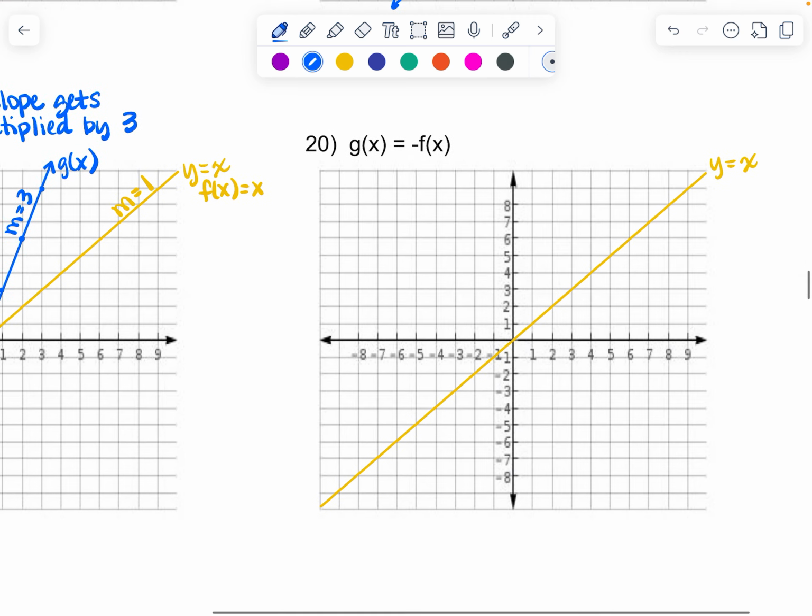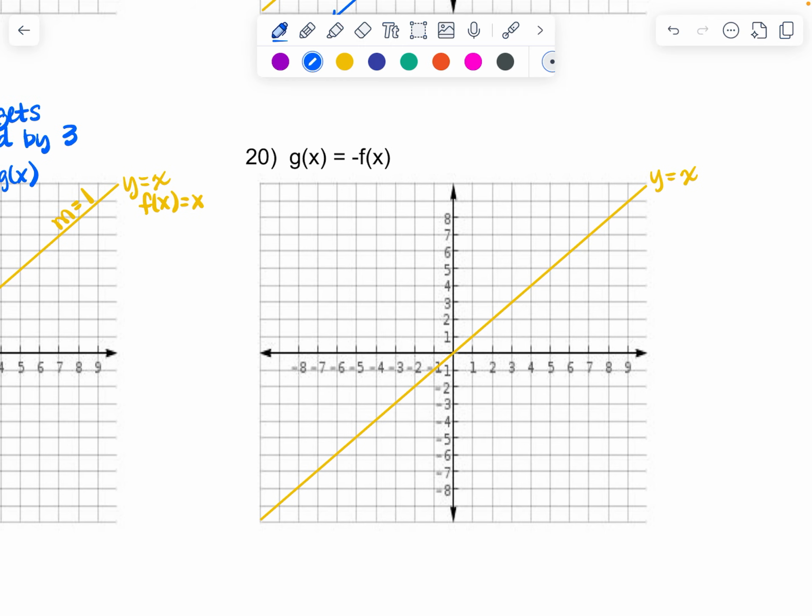All right, and then our last one over here, you'll notice the only difference between the original and what they've done for g of x is this negative multiplier, which is technically a -1. It's a -1 multiplier on the entire f of x, on the entire y, which means this is a reflection over the x-axis.